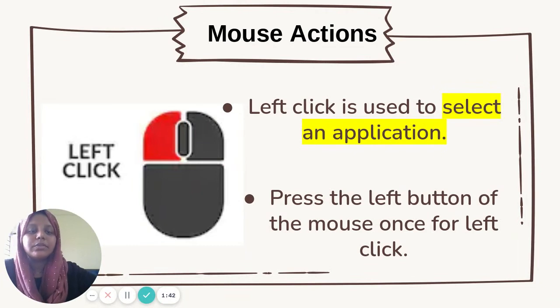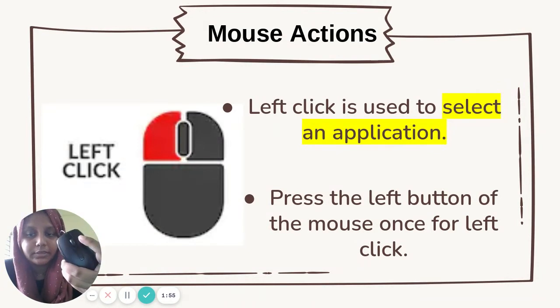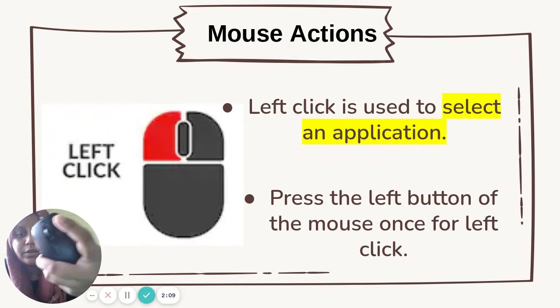Now let's learn about the mouse actions or the mouse clicks. A mouse has two buttons. So when you click the mouse button, it is called a mouse action or mouse click. When you click the buttons, it is called mouse action or mouse click. First is your left click, when you click the left button.